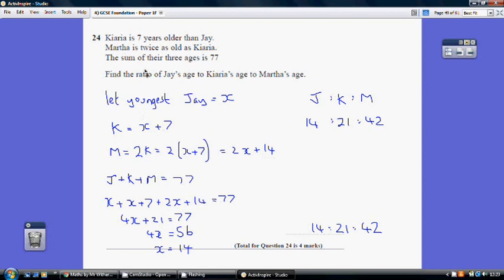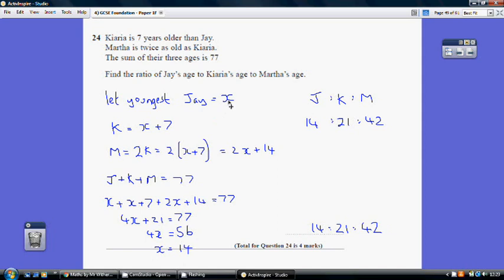We're then told that the sum of their 3 ages is 77. So x plus 7 plus 2x plus 14 has to be 77. So we've constructed an equation which we now need to solve. Start off by simplifying the left hand side. x plus 2x is 4x, 7 plus 14 is 21. Take away 21 from both sides, we get 4x equals 56. Divide by 4, we get x being 14.